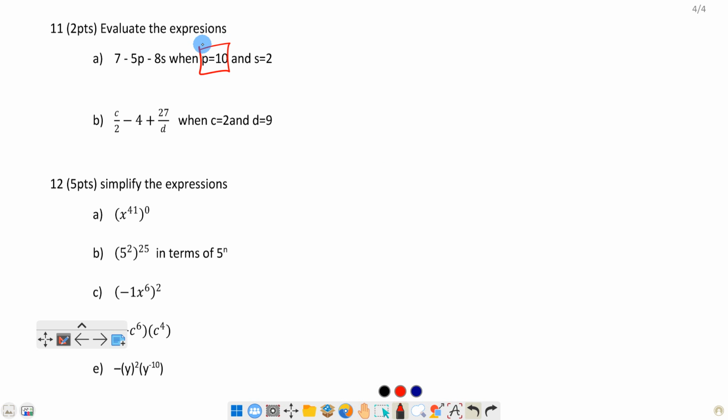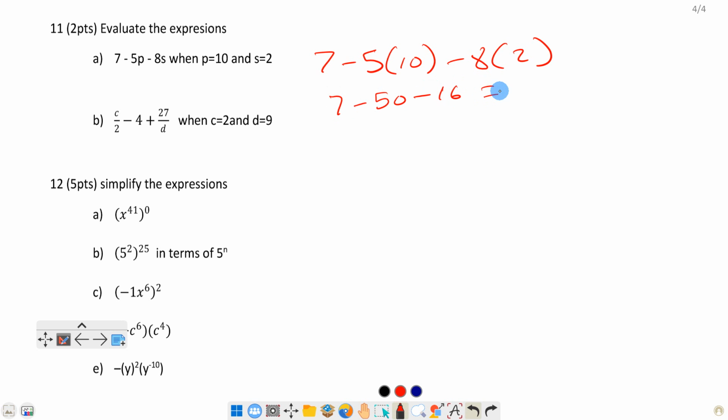And when you substitute, make sure that you are using parentheses, because you don't want p to be like negative 10 and then substitute that incorrectly. Well, how do you stop that from making that mistake? You use parentheses when you substitute. So when I substitute, you're going to see that I'm using parentheses. 7 minus 5 times 10 minus 8 times 2. So then this is 7 minus 50 minus 16, and then you combine all of those together, and you end up with negative 59.